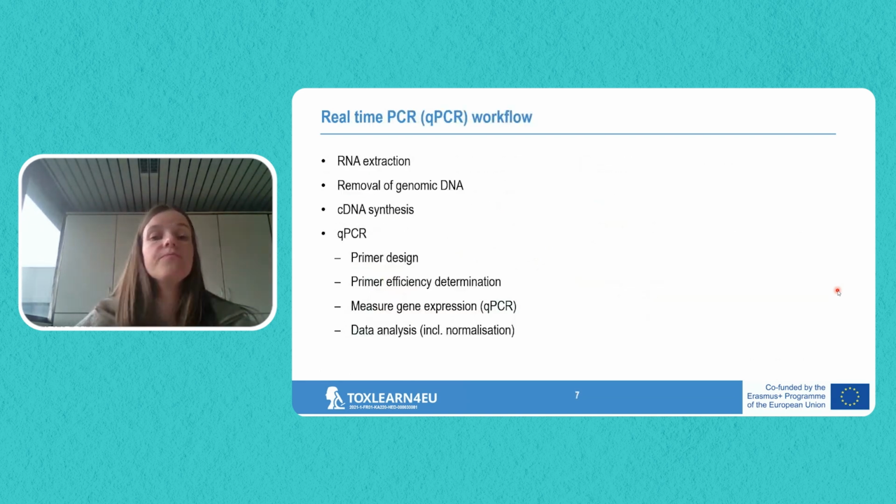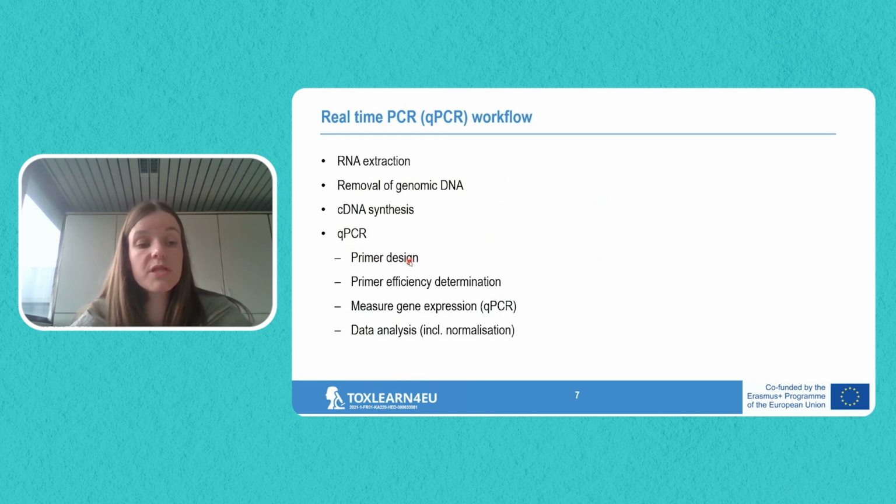So those were different methods you can use for gene expression analysis. But another one that's used a lot and that we will focus on in this lecture series is real-time PCR. So the workflow of real-time PCR is shown here. In order to be able to perform real-time or qPCR, you will, first of all, isolate RNA from your samples. Then you will remove any residual genomic DNA. You will then convert the RNA into cDNA. And then you will be able to perform the actual qPCR reaction.